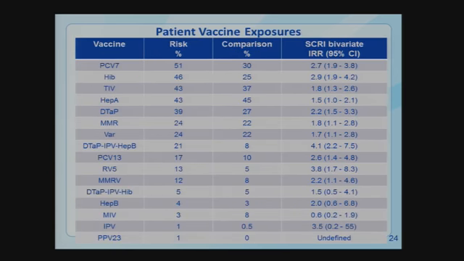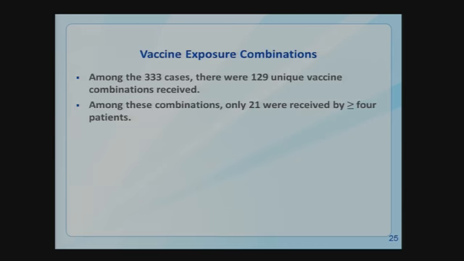So now when looking at the vaccine exposures that these patients had, you can see in the first column all the different vaccines they were exposed to in descending order of frequency. So you can see PCV7, Hib, TIV, hepatitis A, DTaP are the most common vaccines. And then in the far right column, we see the crude relative risk, which does not take into account any confounding or interaction between different vaccines. So this just illustrates that if you look at any vaccine without taking into account confounding by other vaccines, you don't have a good true estimate of the risk. And that's what we want to delve into further.